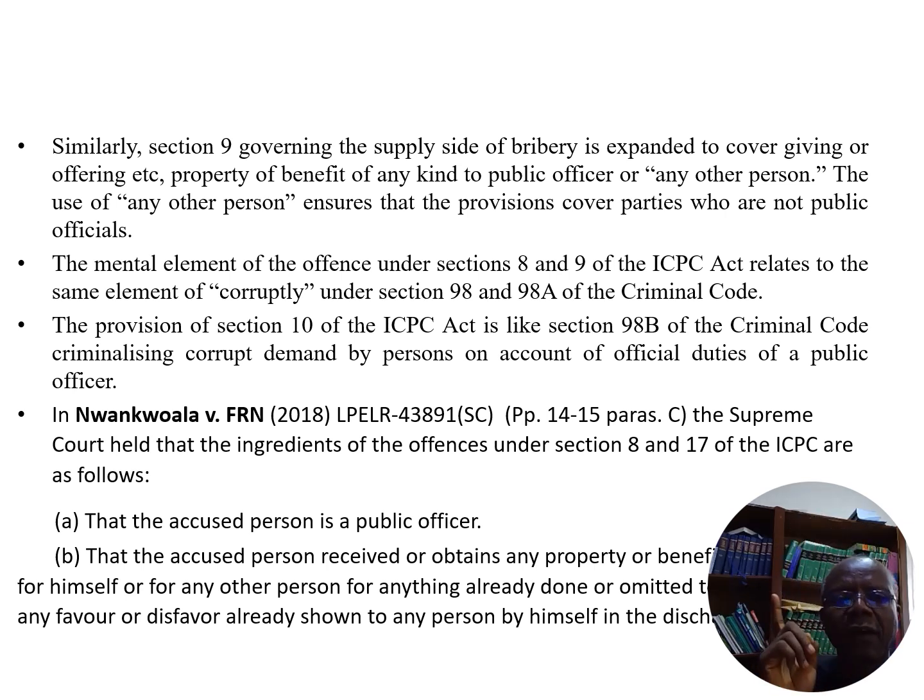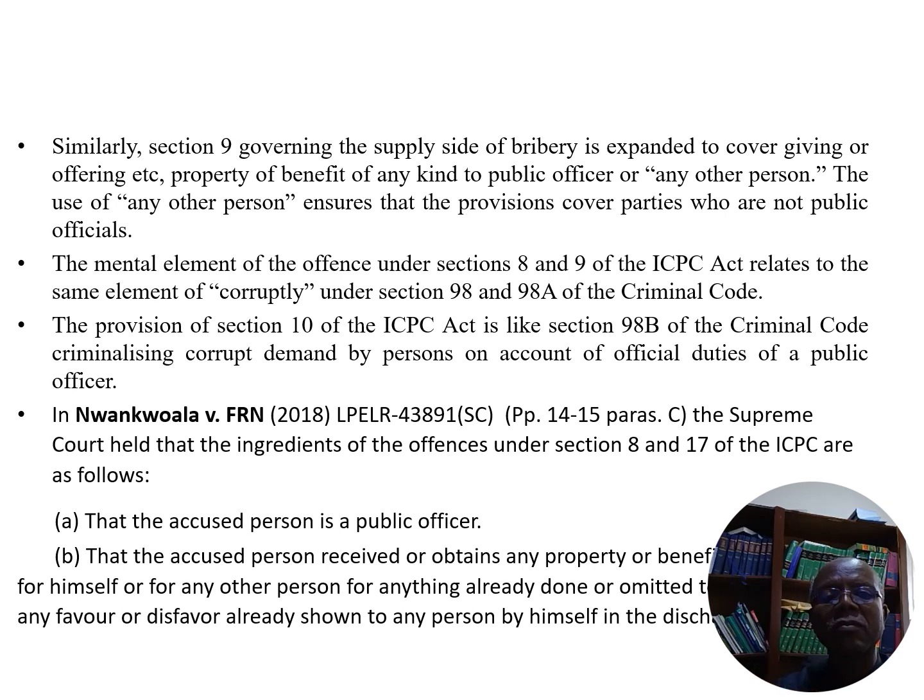Similarly, Section 9 of the ICPC Act, governing the supply side of bribery, is expanded to cover giving or offering property or benefit of any kind to public officers or any other person. The use of any other person ensures that the provision covers parties who are not public officials. So again, the scope of the offense has been expanded. Now, the mental element of the offense under sections 8 and 9 of the ICPC Act relates to the same element of corruptly under sections 98 and 98A of the Criminal Code.